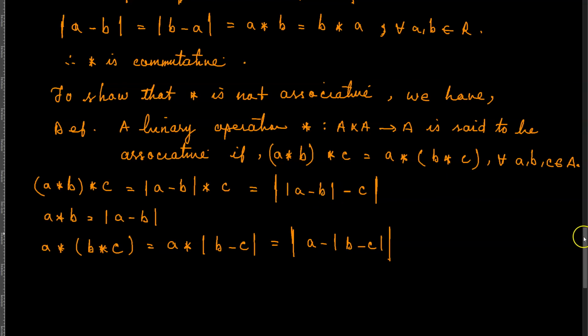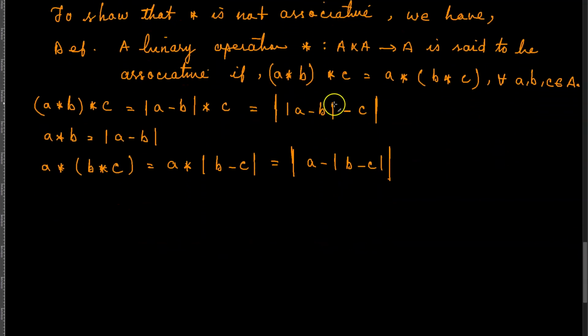So let's verify for 3 values. Let's create a counterexample here. Let's say that, for example, a is equal to 2, b is equal to 5, and c is equal to -7, for example, right? Now this expression over here is the absolute value of a minus b minus c, and that would be equal to the absolute value of a minus b.